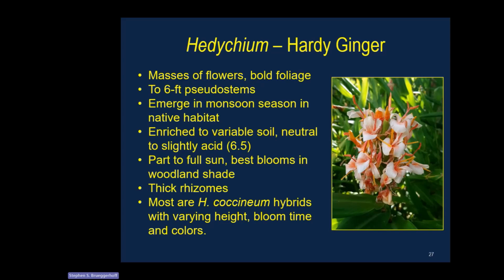This is a different genus of ginger. This is called Hedychium. These are the hardy gingers. These are tall plants. They produce masses of flower, often with very bold foliage. Pseudostems can rise up about 6 feet tall. In their native habitat, they emerge in the monsoon season. So you can work with these plants in enriched to variable soils.